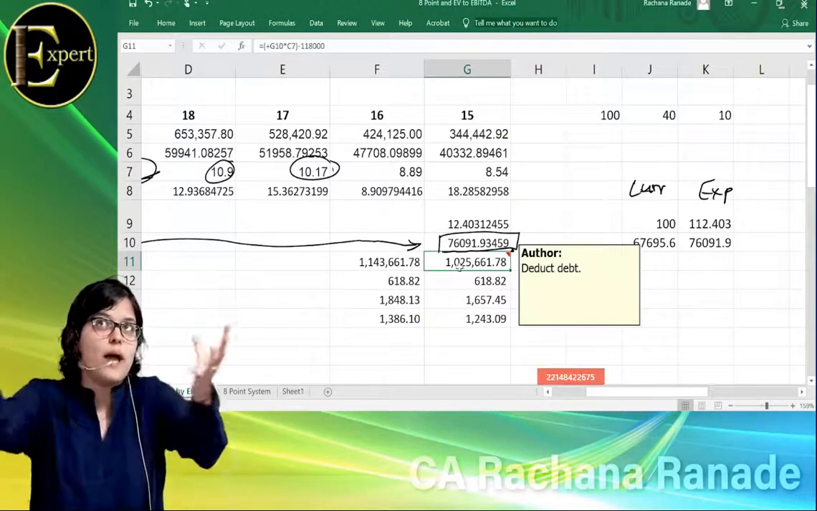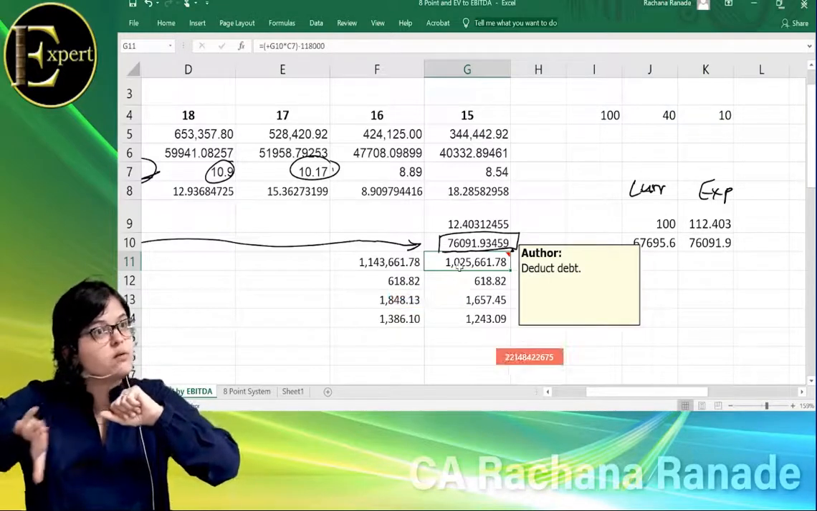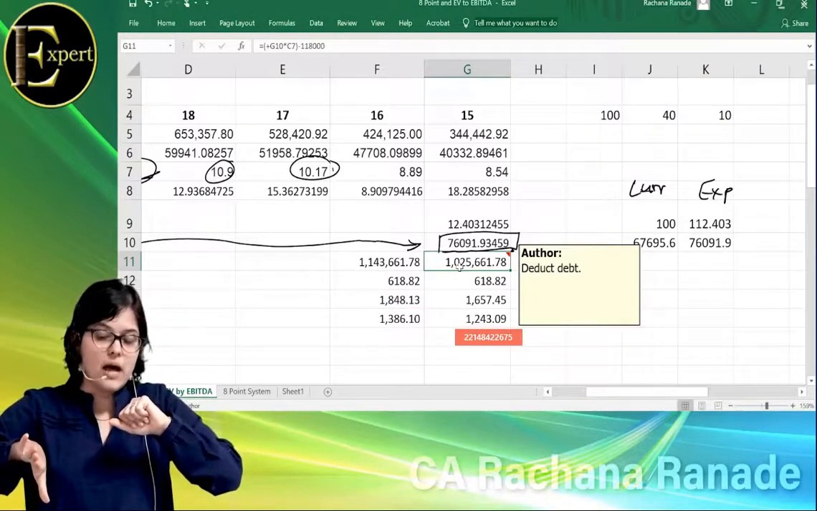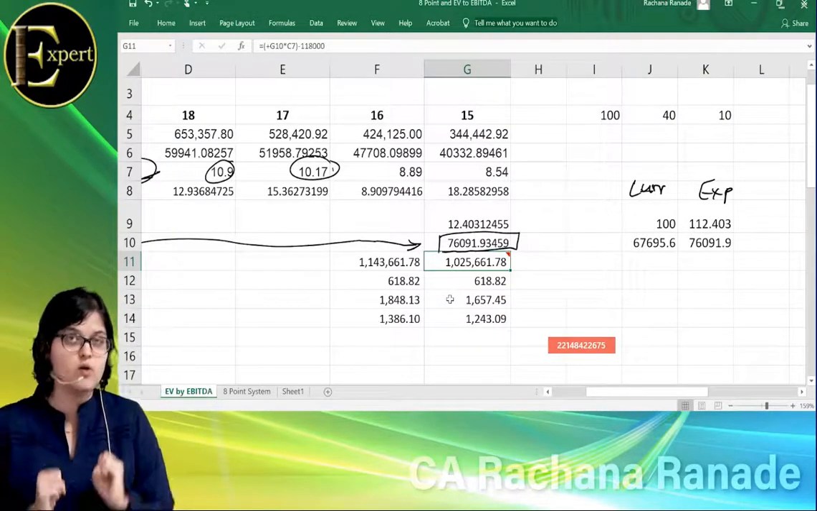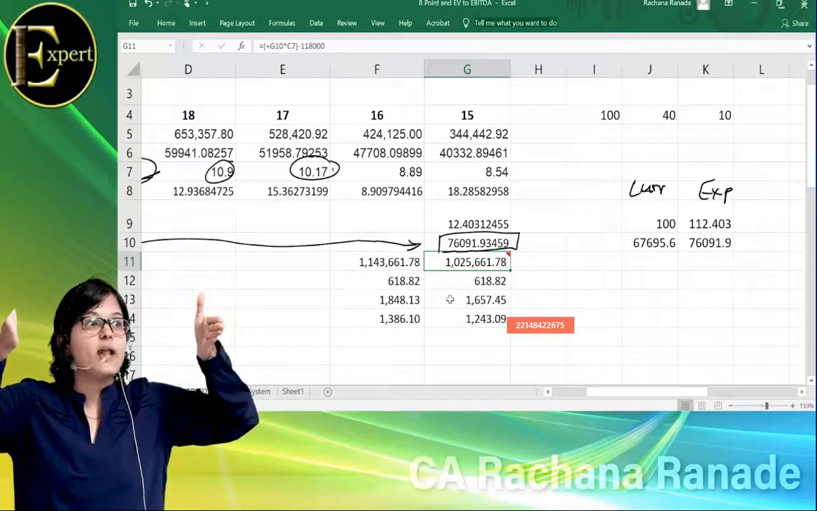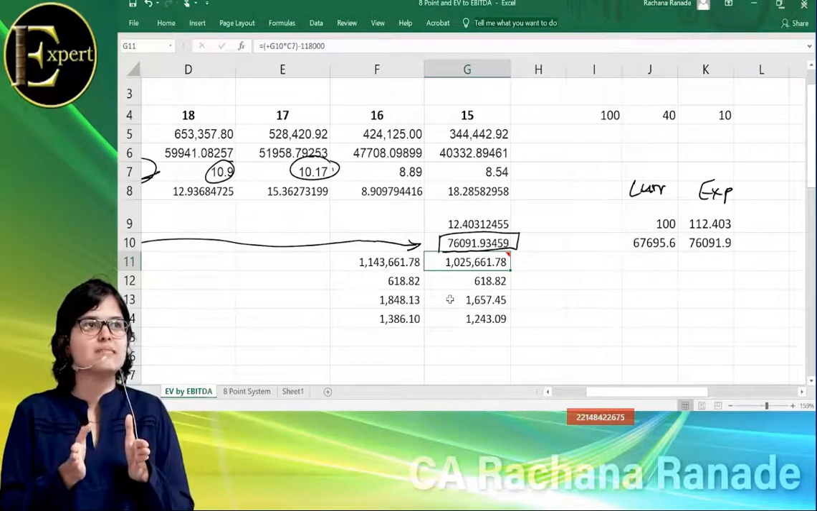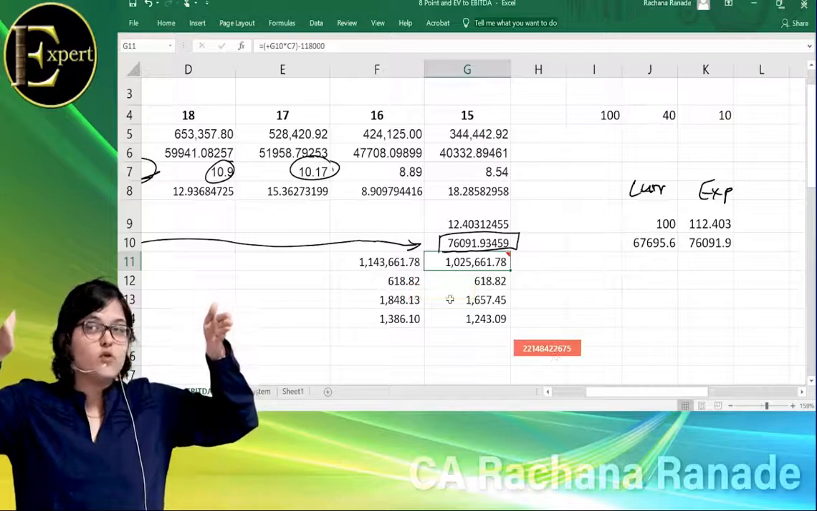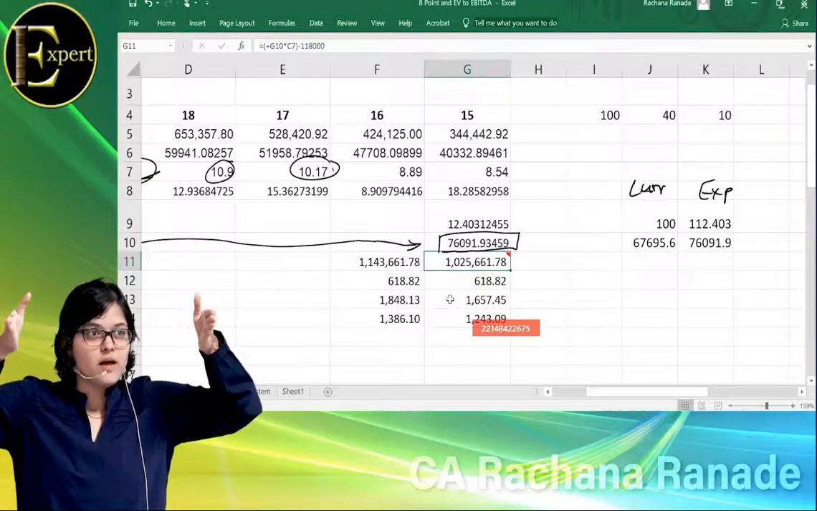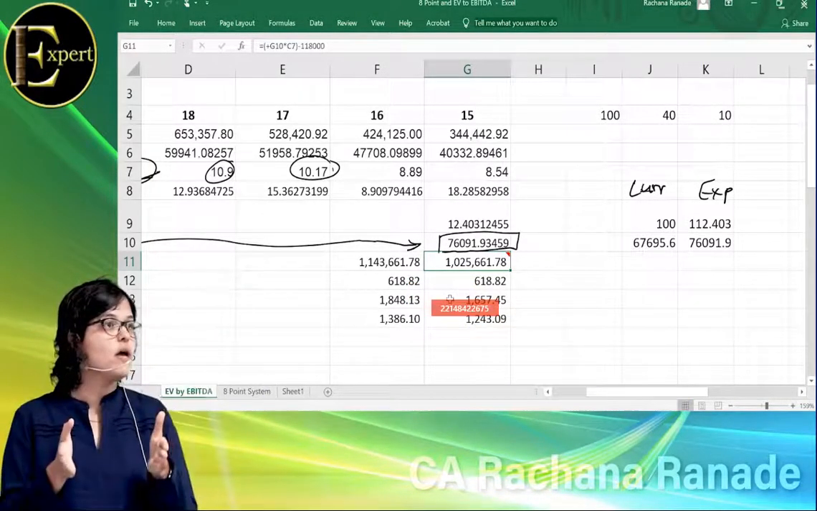So for the full value of the firm, I'll have to deduct what? The debt. So now if I do that, I would drill down, understand? I'll drill down from enterprise value to equity value. Yes? Enterprise value included equity and debt both. Correct? From enterprise value to equity value.